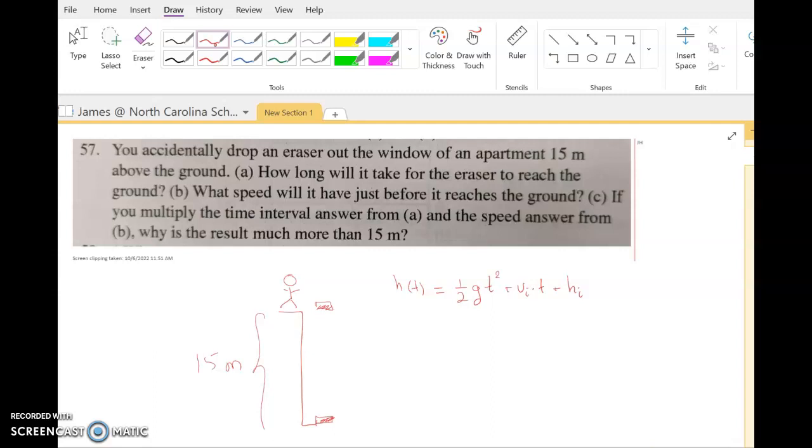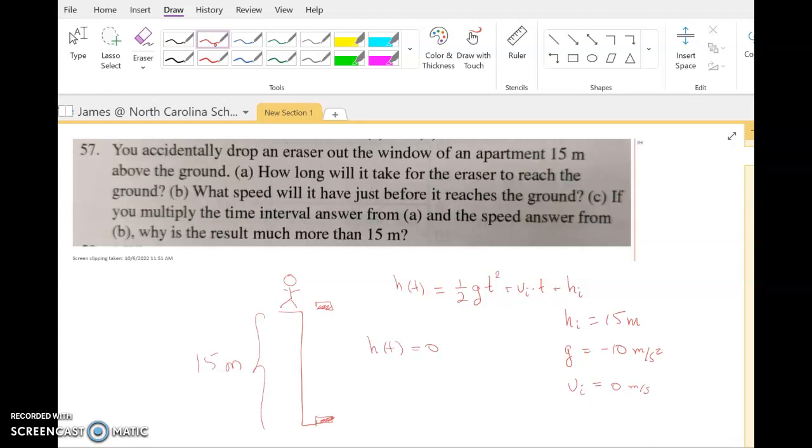So h_i in this case is the initial height, so I'm going to write h_i equals 15 meters. I'm going to say that little g is the acceleration of gravity, so I'm going to pick an easy version of that, which is minus 10 meters per second squared. And since it's dropped from rest, or at least it doesn't say otherwise, I'm going to say that it starts at 0 meters per second. So now I can use all of these values in the equation, and what I'm looking for is the time at which h(t) is 0. So I want h(t) to equal 0.